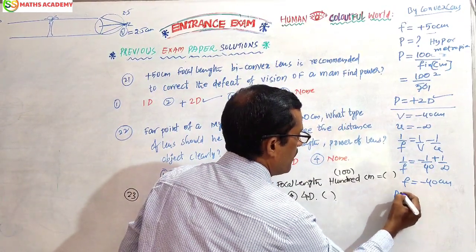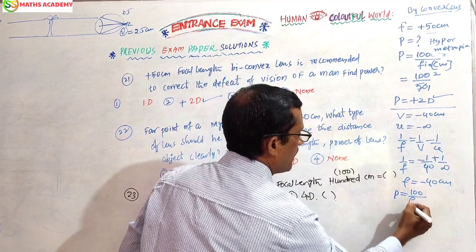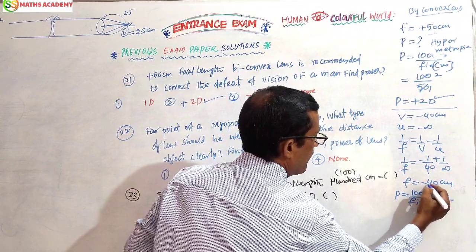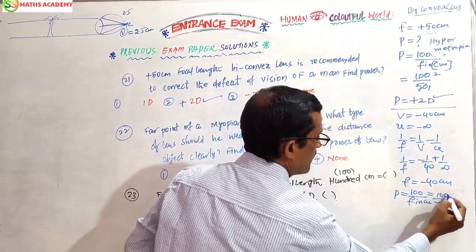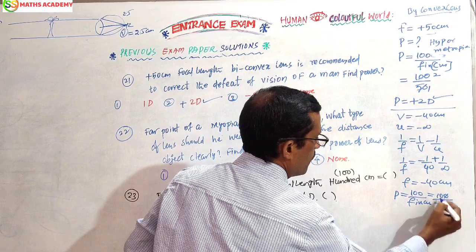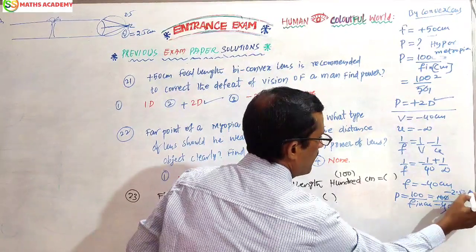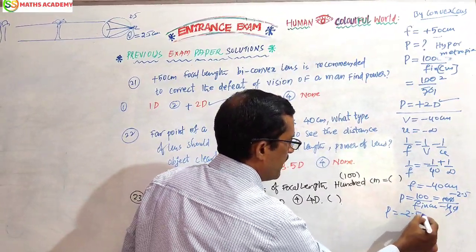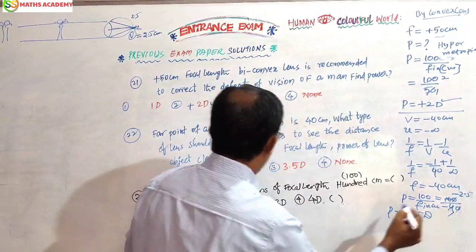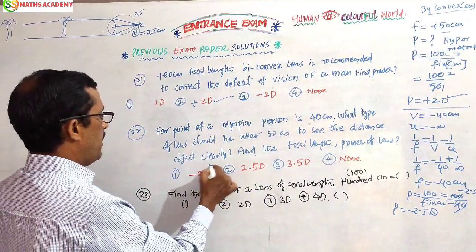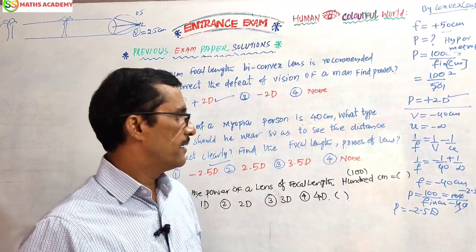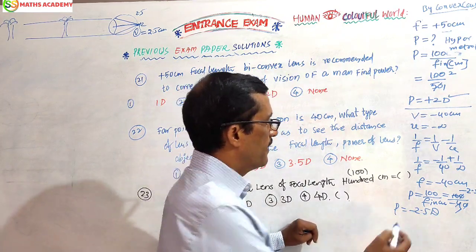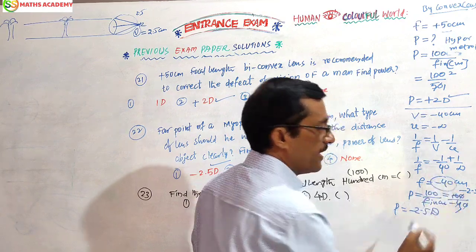So power P equals 100 by f, with f in centimeters. 100 by minus 40, the zeros get cancelled, 10 by 4 gives 2.5. So P equals minus 2.5 D. Which is the correct option? Option 1 is the correct answer. So P equals minus 2.5 D, nothing but f equals minus 40.